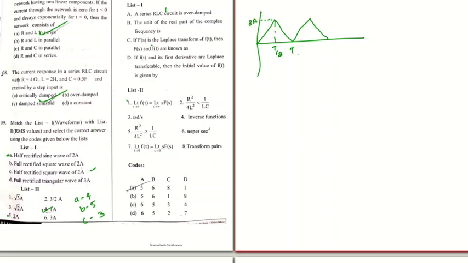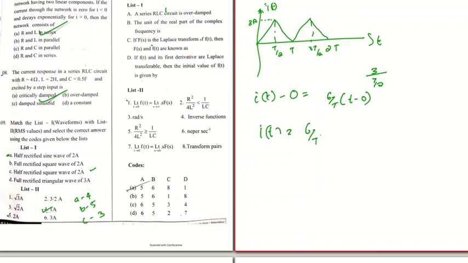This is our T by 2. Let us be T, and next again 3T by 2, and this is 2T. So we have to write the equation of this particular triangle from 0 to T by 2. I am going to find out the equation here, that is i(t) minus y1, which is 0, equal to m into (x minus x1), right? So m is actually 3 divided by T by 2, that is 6 by T, into (t minus 0). So i(t) equals 6 by T into t.